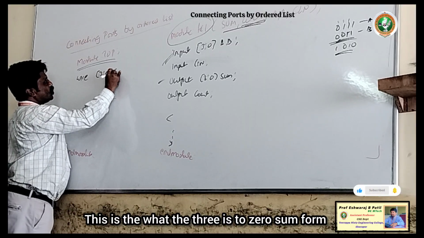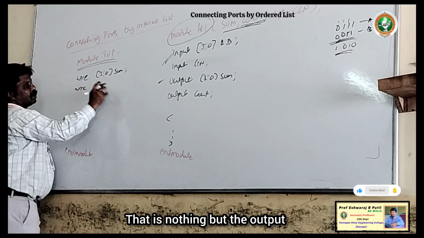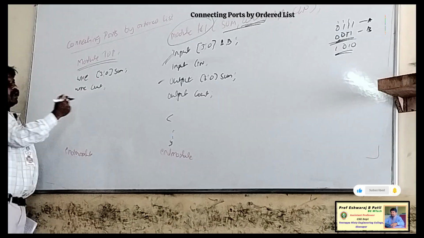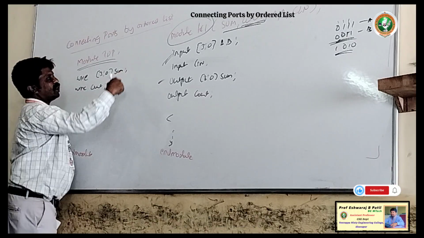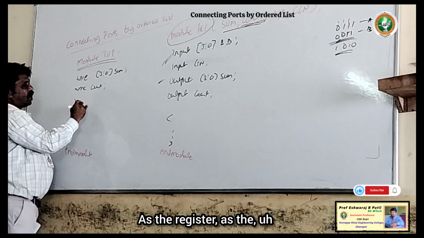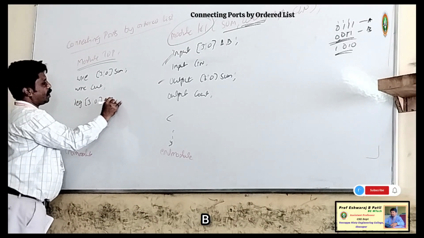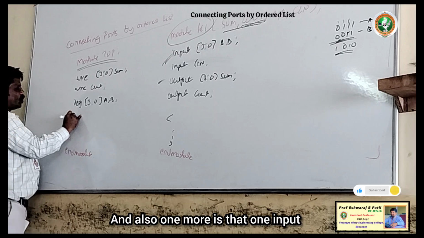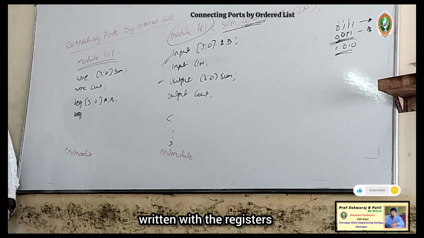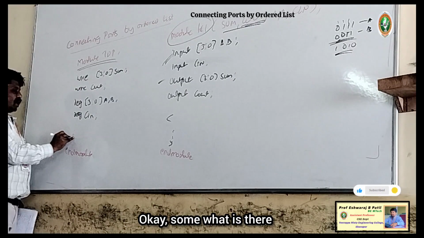This is the 3:0 sum form. And also wire sum, one more wire is there, that is nothing but the output, which is COT. Also the inputs are declared as registers, as the register 3:0, this is also 3:0, A comma B. And also one more input to be written with the registers, that is the Cin.